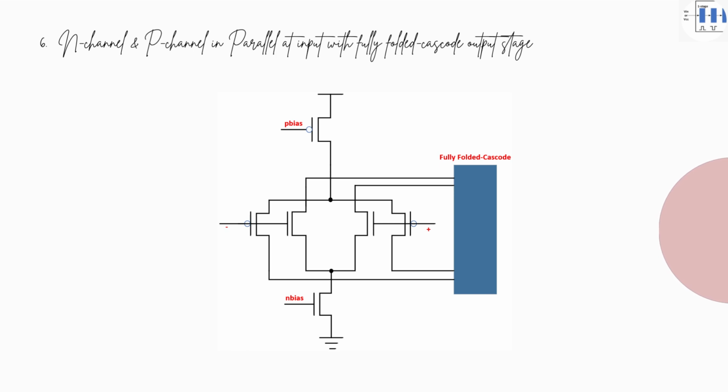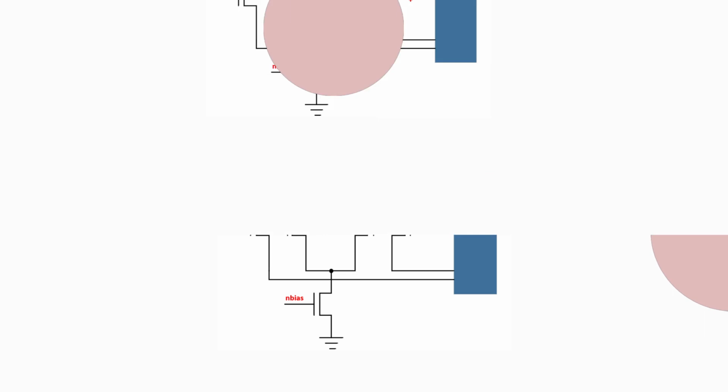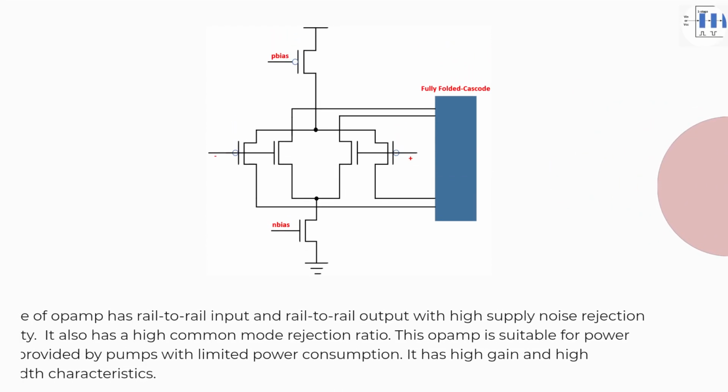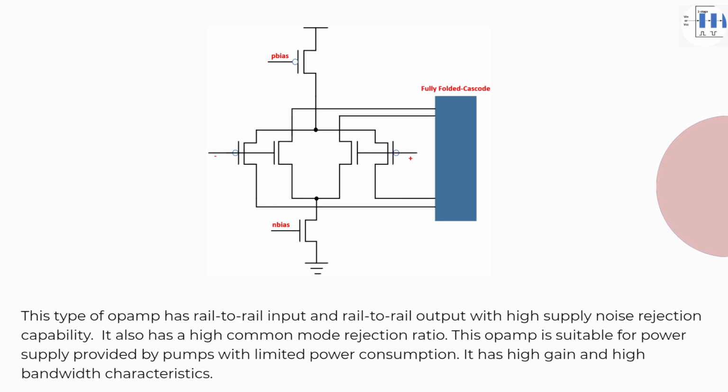Six. N-channel and P-channel in parallel at input with fully folded cascode output stage. This type of Opamp has rail-to-rail input and rail-to-rail output with high supply noise rejection capability. It also has a high common mode rejection ratio. This Opamp is suitable for power supply provided by pumps with limited power consumption. It has high gain and high bandwidth characteristics.